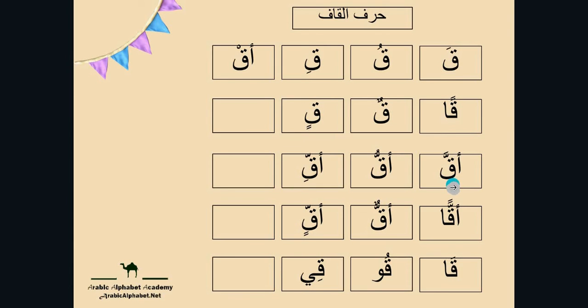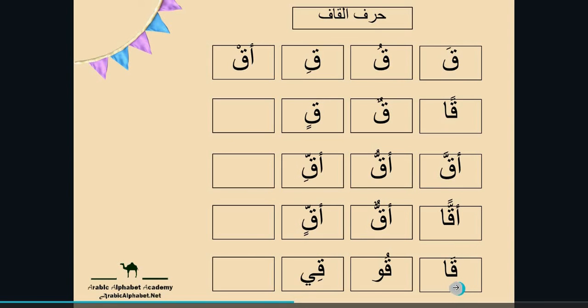Like I said, the shaddah on the letter makes it formed by two sounds at the same time, sukoun and fatha. Aq, qa. Together becomes aqqa. Let's continue now. Aqqa, aqqu, aqqi, aqqan, aqqun, aqqin.